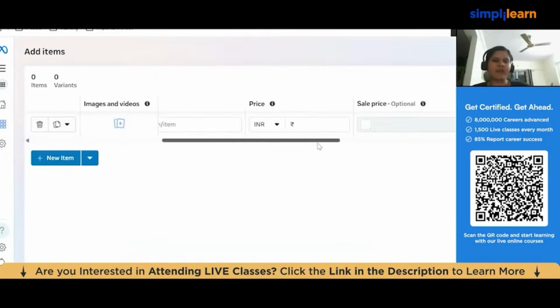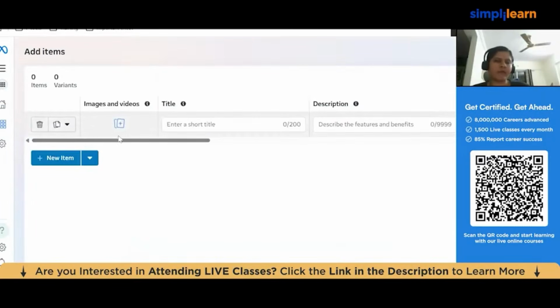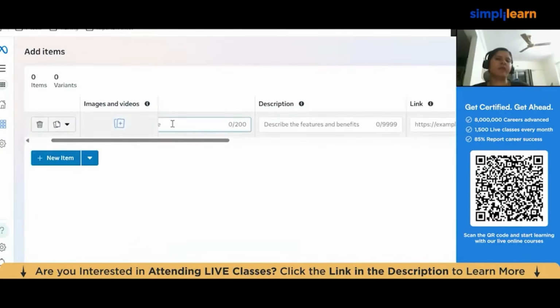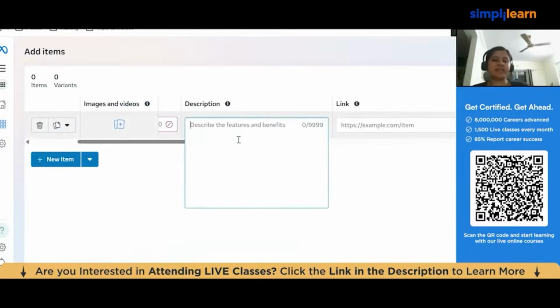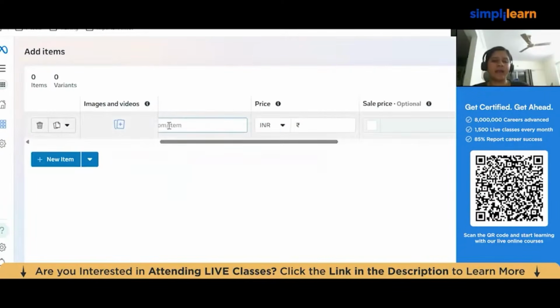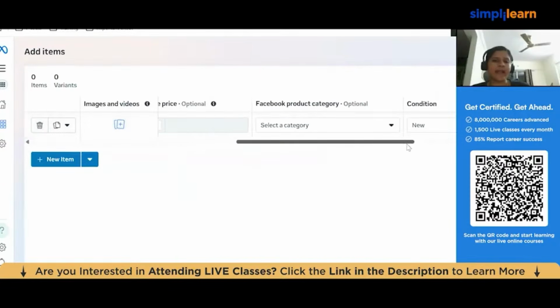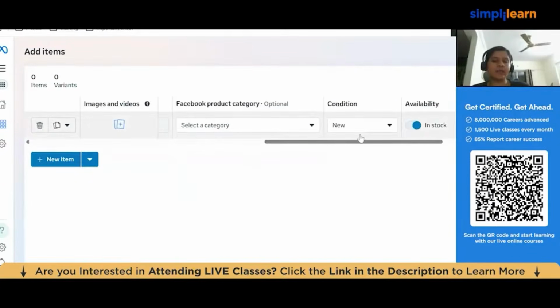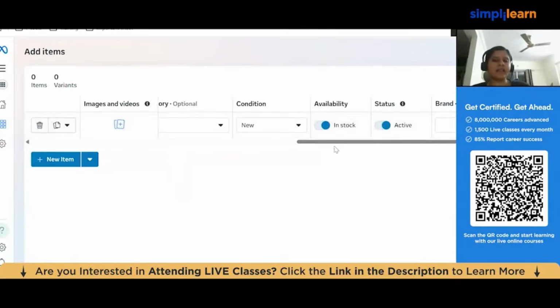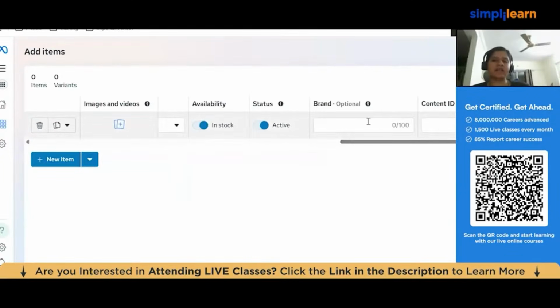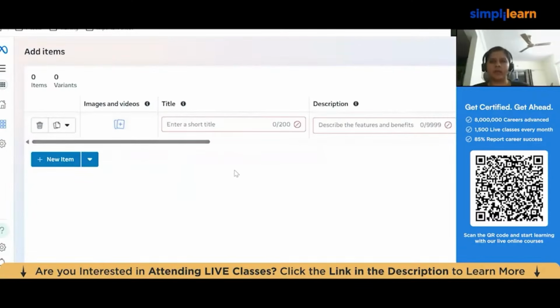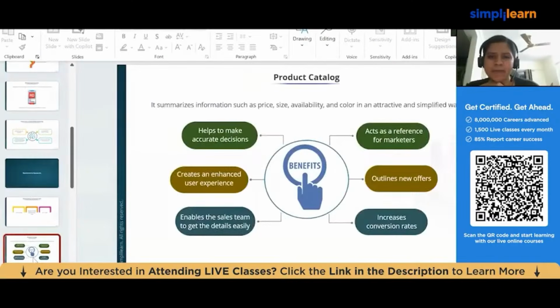See this. Okay, I have to give all this detail about my product. So I have to upload my product picture, I have to give the title of my product, its description, its URL, the pricing of the product, if there's any sale price, what category it fits into, is it a new product or old product, is it available, what is the status, the name of the brand. Each and every detail of that product needs to be added over here. Let's go to the next part, right?